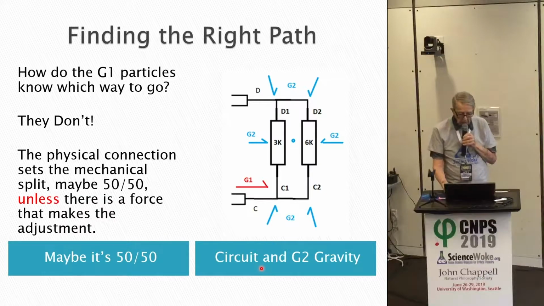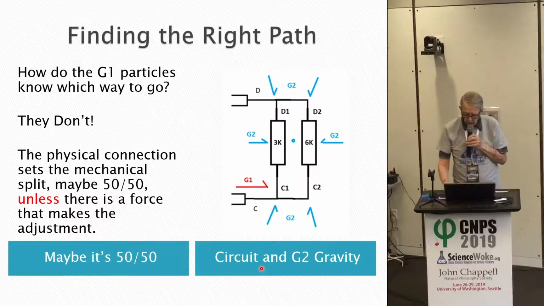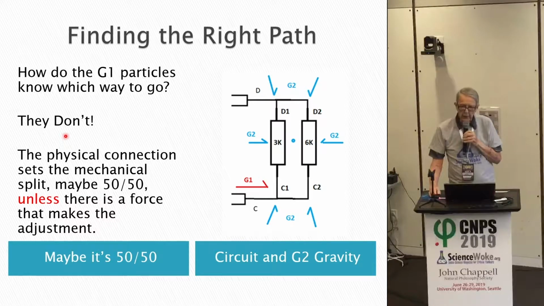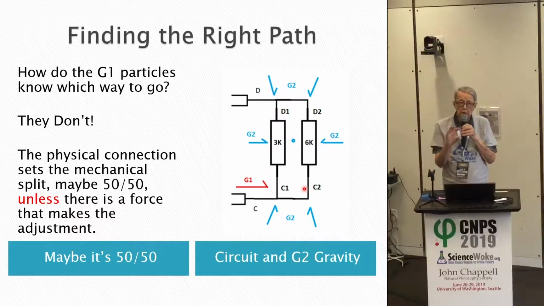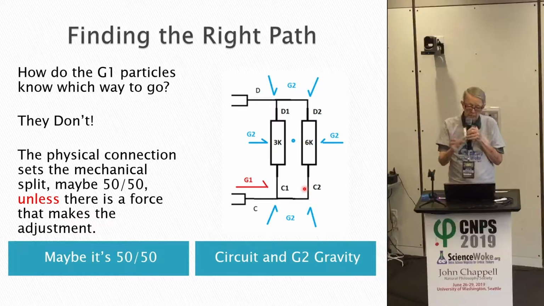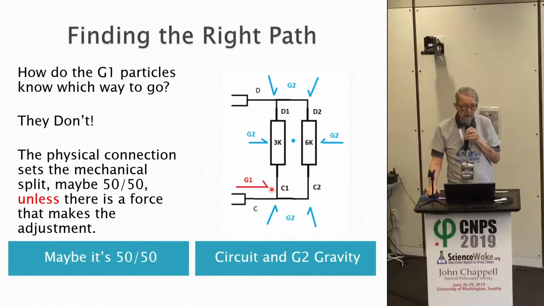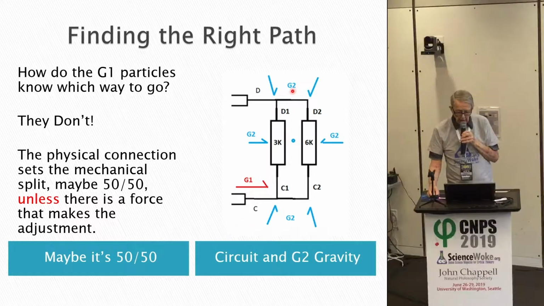Okay, so finding the right path. How do the G1 particles know which way to go? They don't. The physical connection might split them 50-50. G1's coming in here, 50% may go this way, 50% that way, just because of the physical opening, or 60-40 or whatever. It might be 50-50, but that isn't going to get a 2/3, 1/3 split. So I'm suggesting that the G2 gravity is the one that helps us do that.